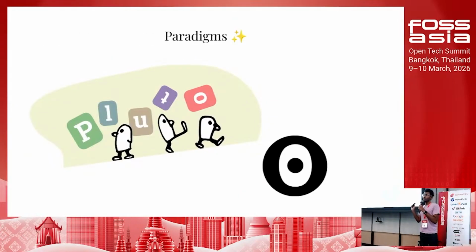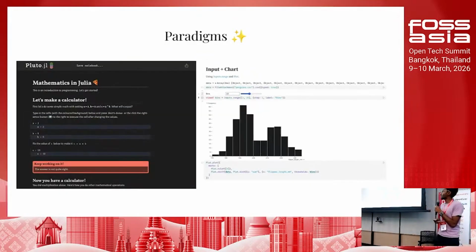This isn't unique to just Python. These are 2 examples in different languages. Pluto is for the Julia programming language, and Observable is for JavaScript. It looks something like this. So if you're interested in other forms of reactive notebooks, you can consider those.